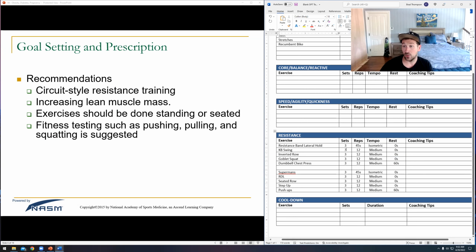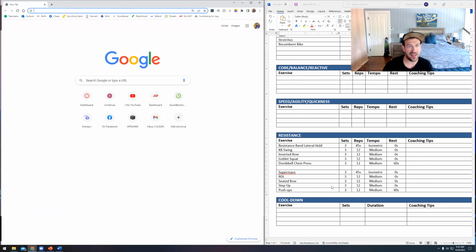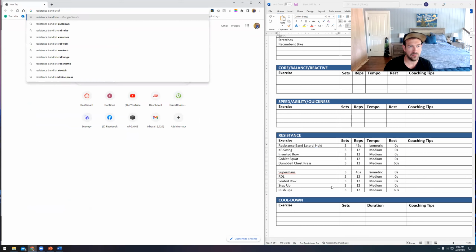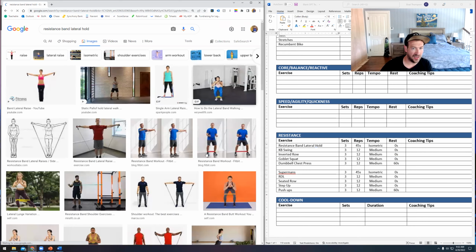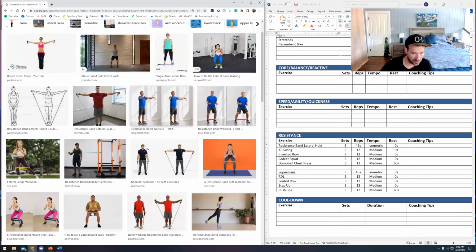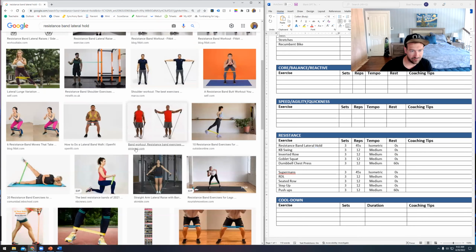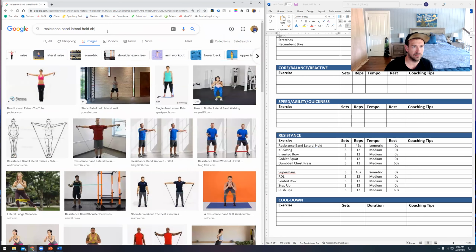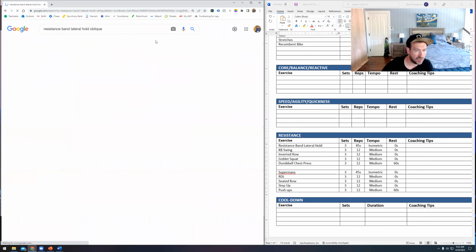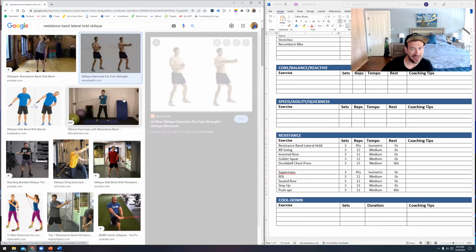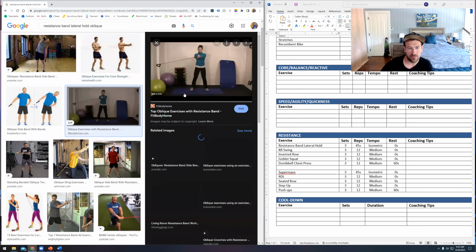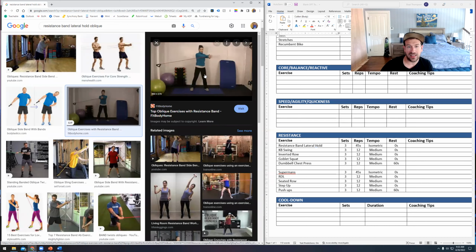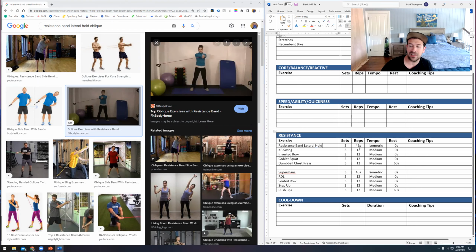If you want to know what that is, a resistance band lateral hold is kind of like a standing side plank. There it is. So this is actually a Pallof press. She's doing a wood chopper. I could change this to a wood chopper, but I wanted to keep the isometric.